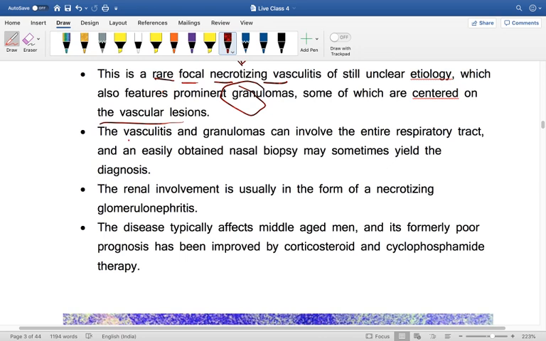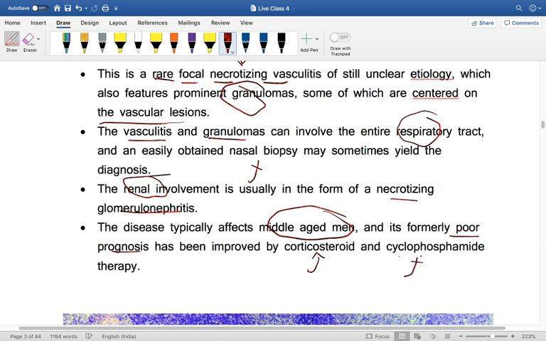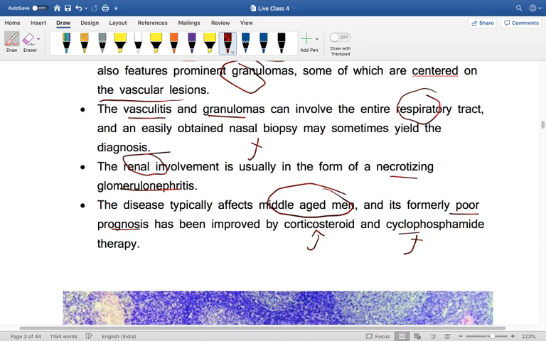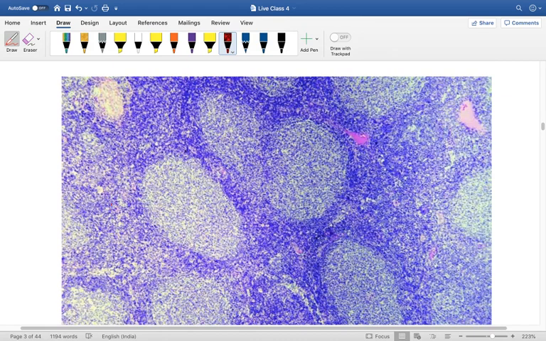This vasculitis, these granulomas, they can involve the entire respiratory tract. You have to do a nasal biopsy. The renal involvement is with necrotizing glomerulonephritis. Middle-aged men can get this. It has a poor prognosis, doctor. But what is the treatment of Wegener's? Corticosteroids, cyclophosphamide. They are the typical part of the treatment.